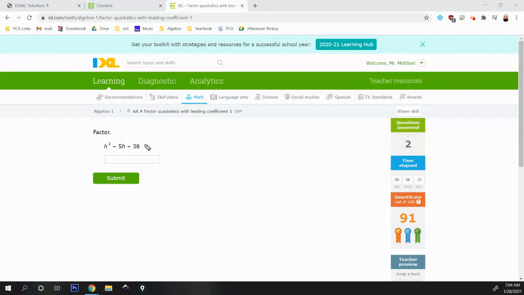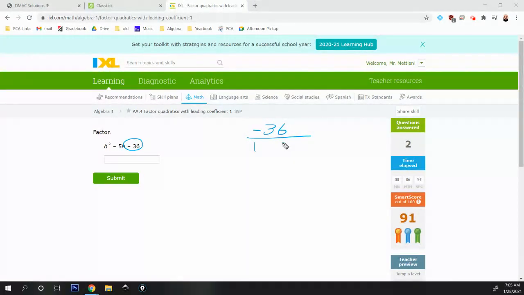This one's got a minus. Okay, same thing. We got our letter squared, our letter, and then no letter. We're going to take the last term. Now, notice this is a negative 36. All right, so that's going to make a difference. So we're going to list all the numbers that we can multiply to make negative 36.